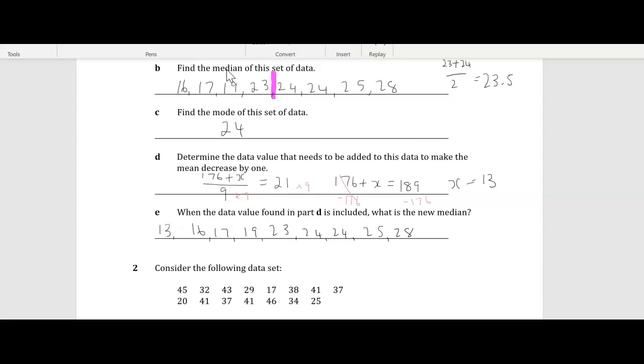So before it was halfway between 23 and 24. Now it's going to be 23. So we've got 4 numbers either side of 23. So it's going to be 23.